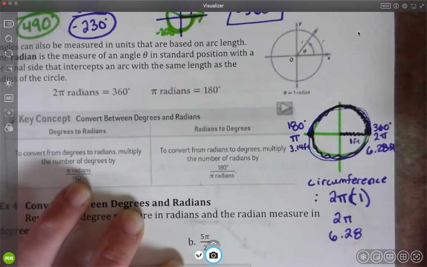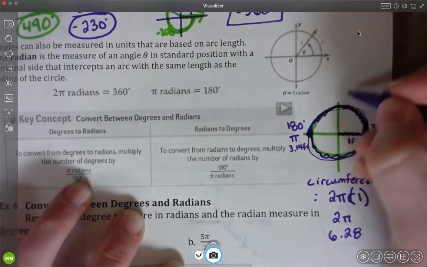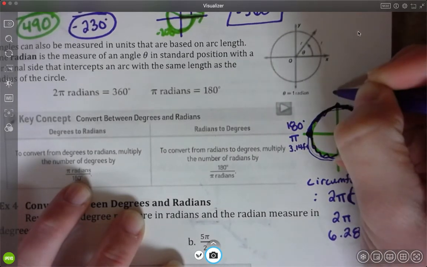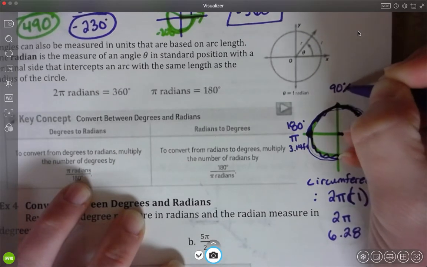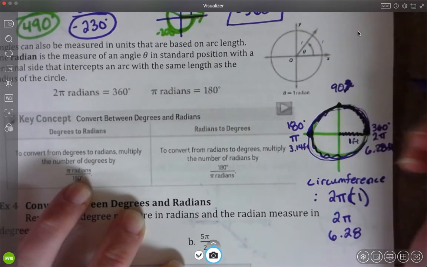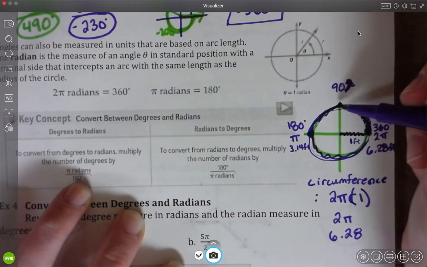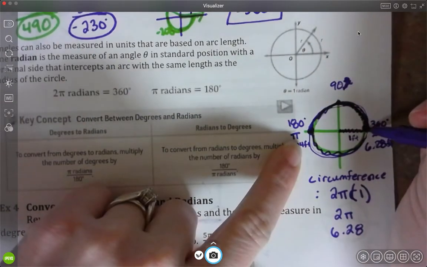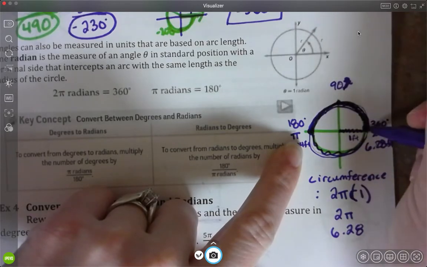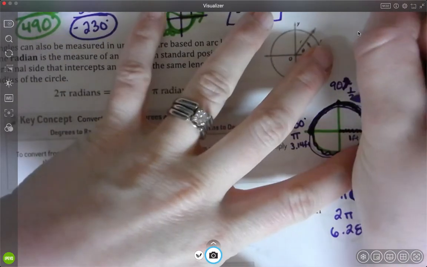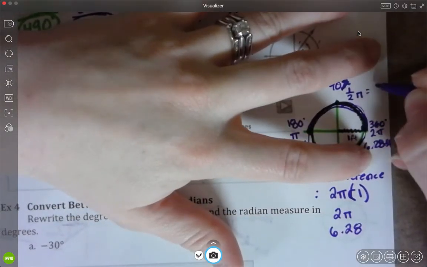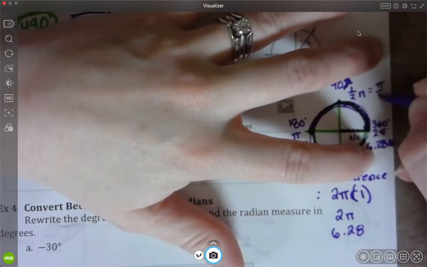Now, if I'm going 90 degrees, so I'm just going a quarter of that. 90 degrees, not percent, degrees. 90 degrees from here to here. If this is a distance of pi from here to here, then this would be half of a pi. And they will label that as pi over 2, so a distance of pi divided by 2.